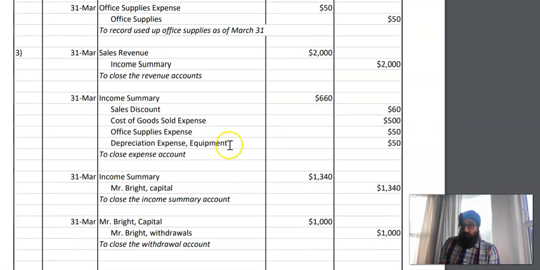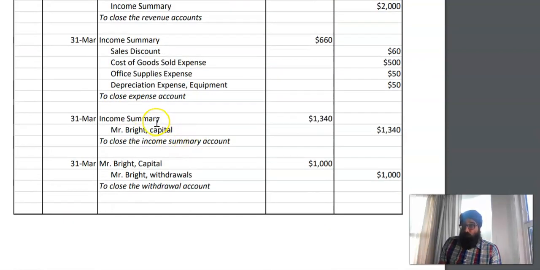This is another minor point: depreciation expense generally doesn't have the equipment name. We have that name of the asset for accumulated depreciation, right? Because that one shows up on the balance sheet. Generally speaking, depreciation expense just shows up as a total of all the depreciation on the income statement. So anyway, minor point there. We see here we have depreciation expense along with all the other expense accounts closed, including sales discount. So really good job there.